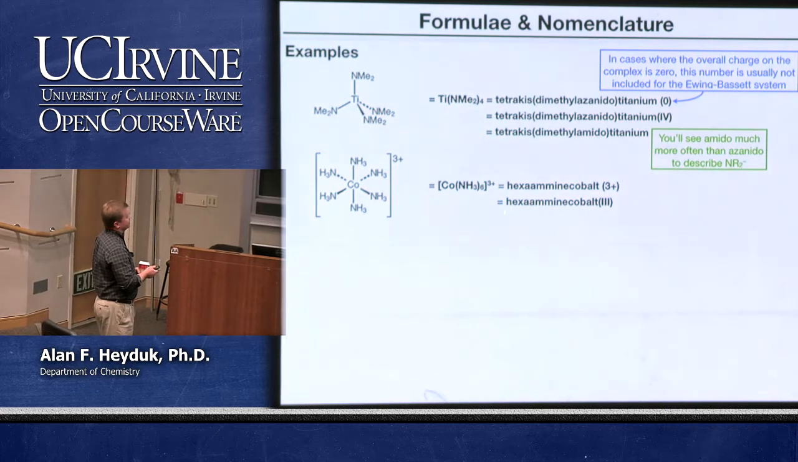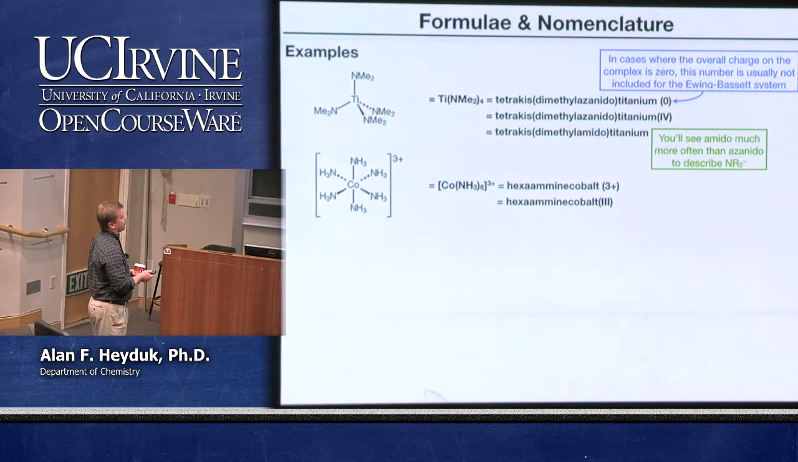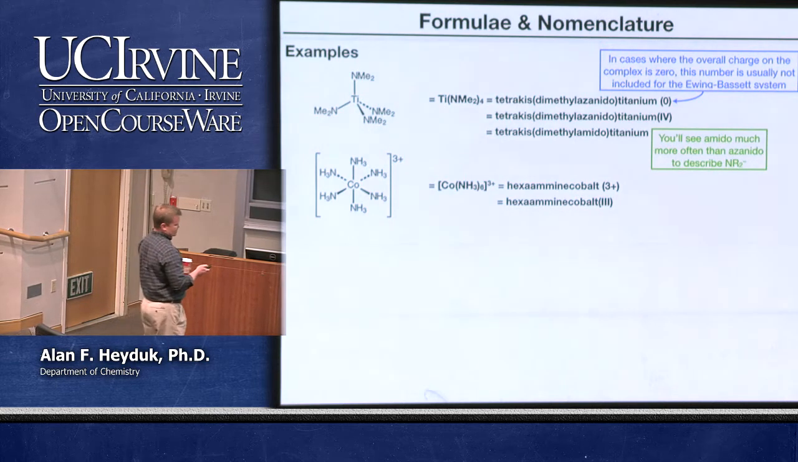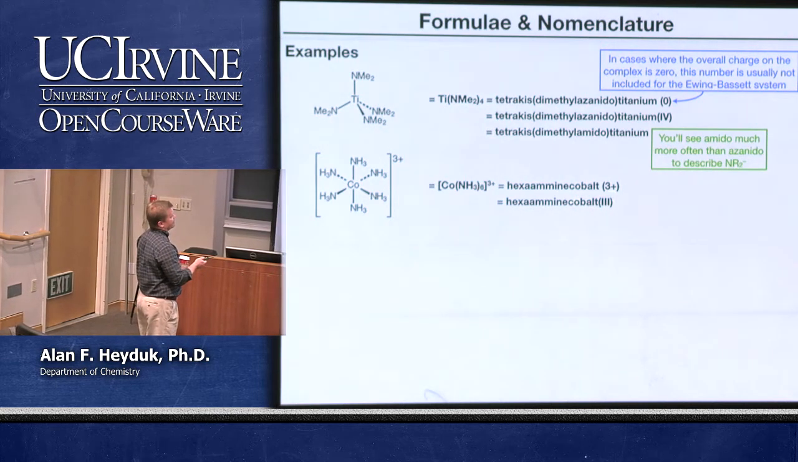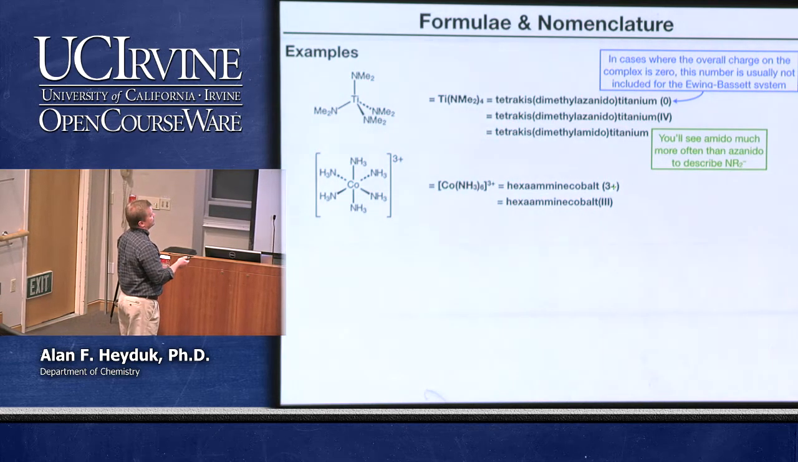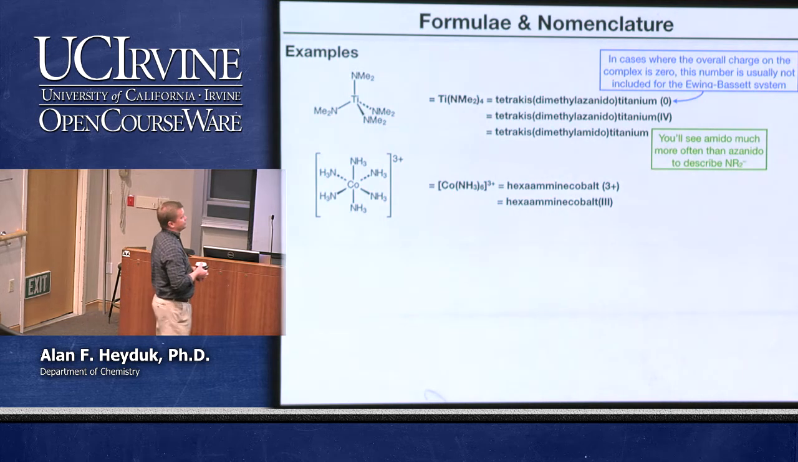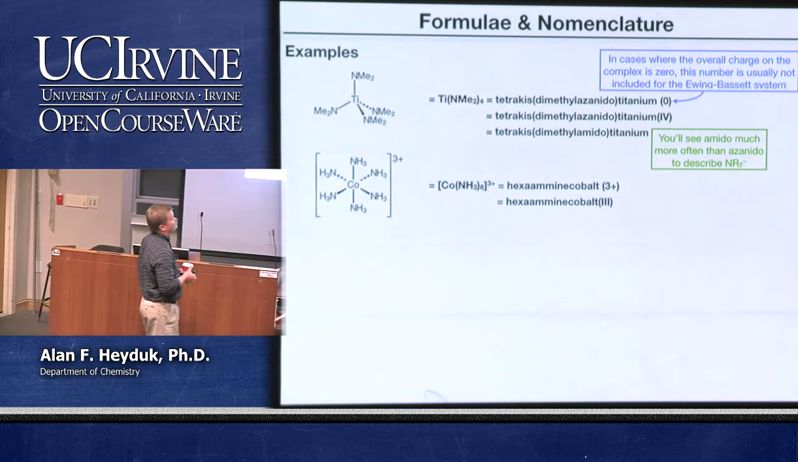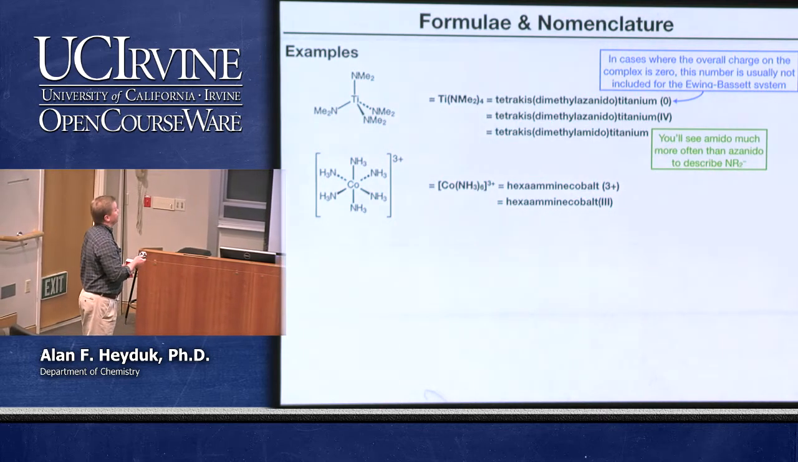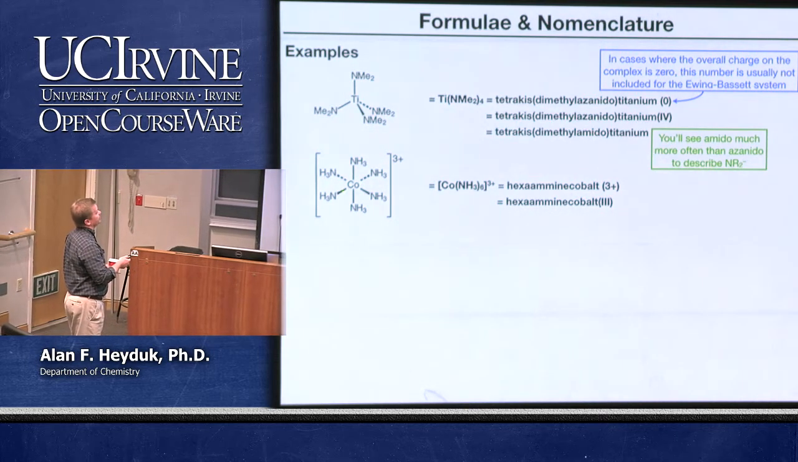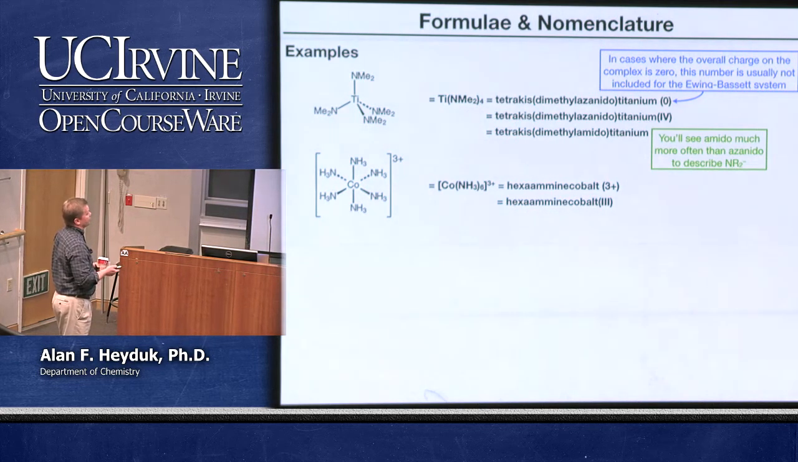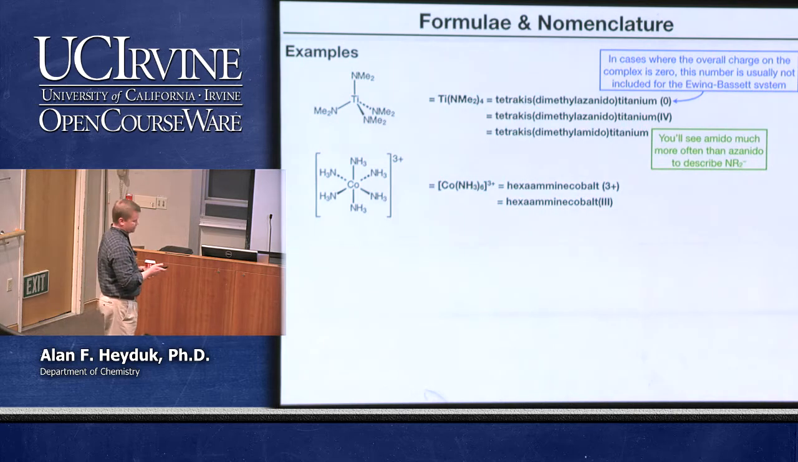Alternatively, in the Stock system, hexaammine cobalt, with the Roman numeral 3 in parentheses and no space. Again, in this case, we have the oxidation state given. Coincidentally for this complex, the oxidation state of the metal is also the overall charge on the trication. And of course, that should make sense to you. If you have a metal oxidation state that's +3 and 6 neutral ligands, then the overall complex charge has to be +3.